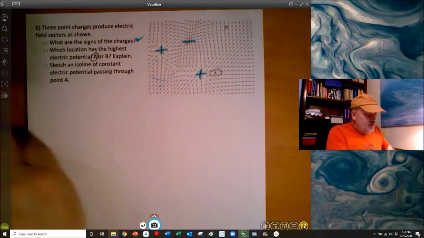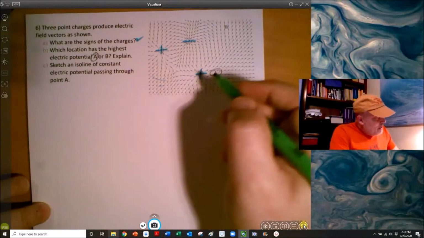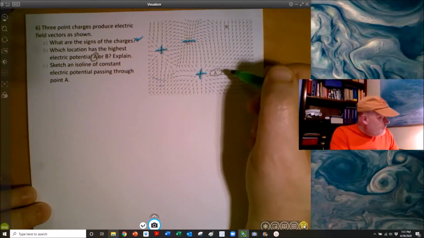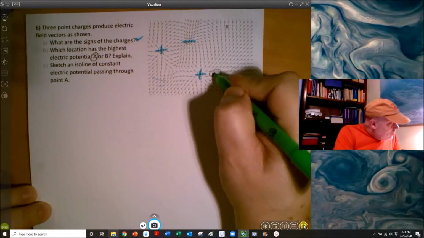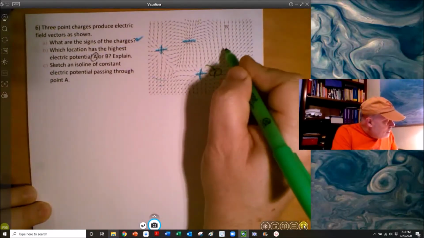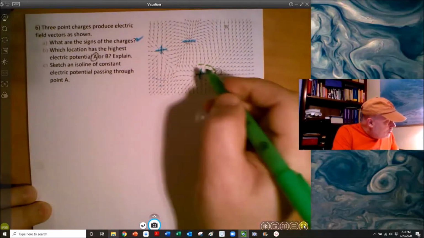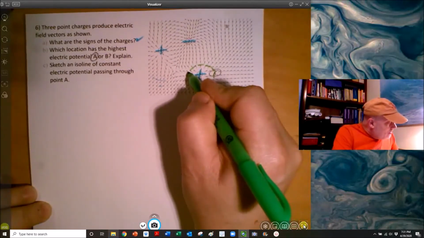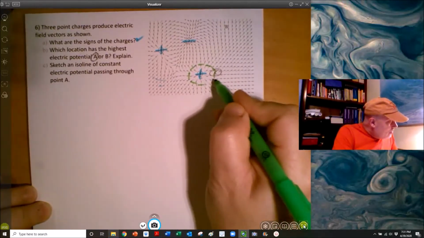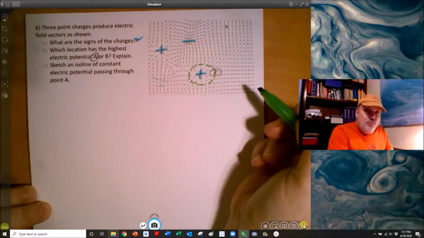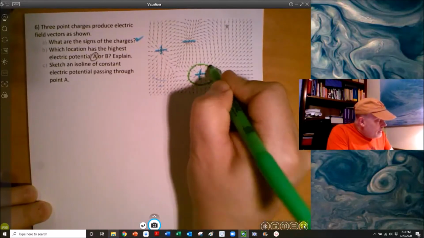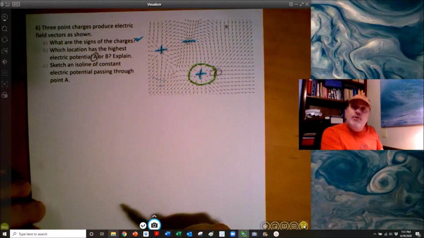Now it does say to sketch one isoline, one that passes through A. Remember that our isolines are always perpendicular to the electric field. So the electric field is kind of to the right here, and then up here it's a little bit up and to the right, and then up and to the right more, and then it's mostly vertical, and then it's up and to the left, and then over here it's to the left, and here it's down and to the left, and here it's down, and here it's down and to the right. And so I drew perpendicular lines that kind of matched up, so this would be what my isoline would look like when we connect it all together.